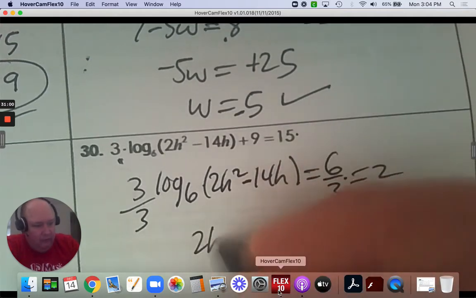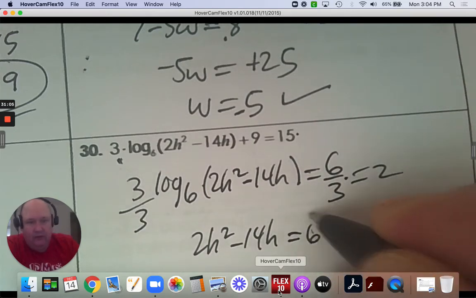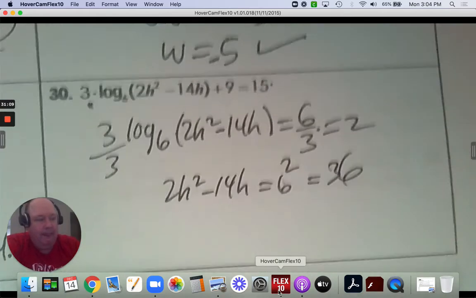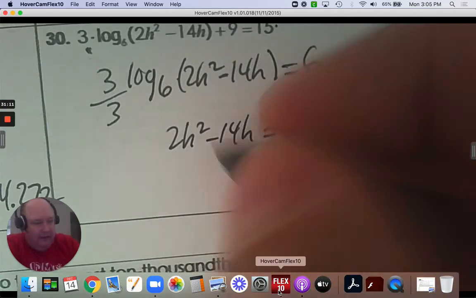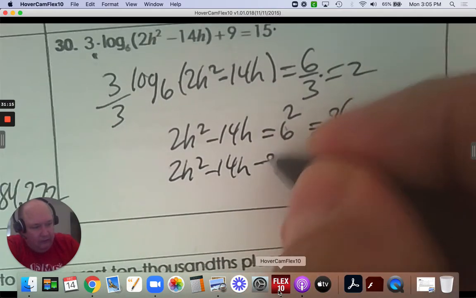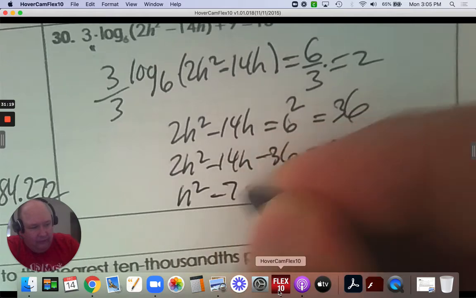So we have 2h squared subtract 14h. And it's 6 to the exponent 2, which is 36. This is a quadratic, so make it equal to 0. So we're going to subtract 36 and then divide everything by 2 to make it easier to factor.